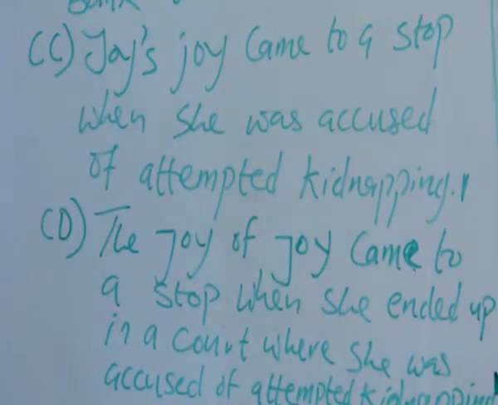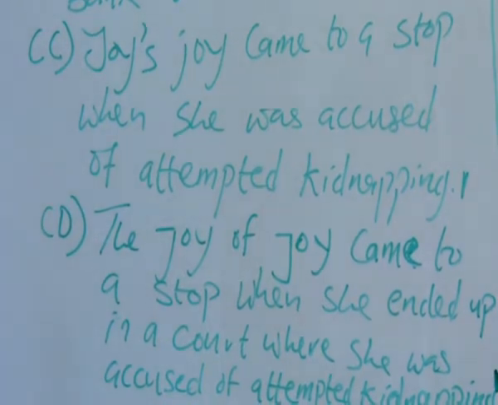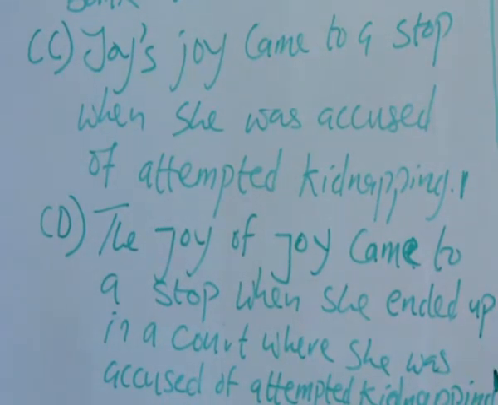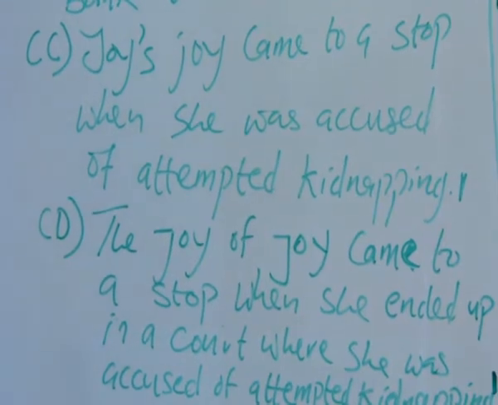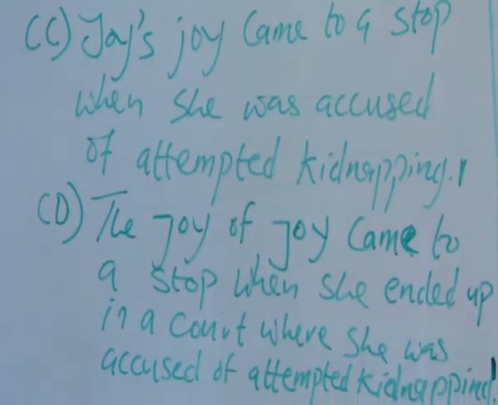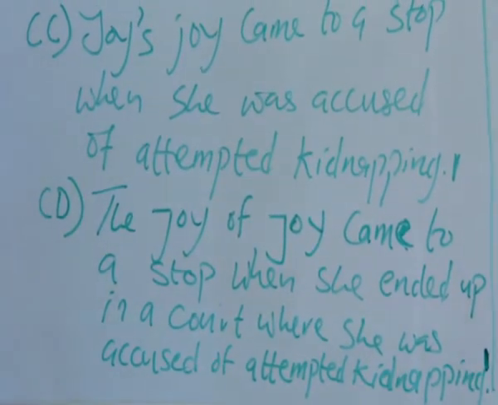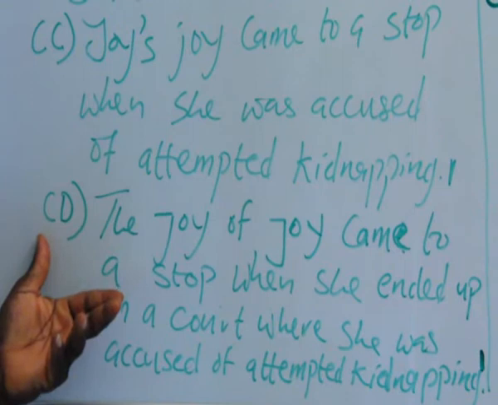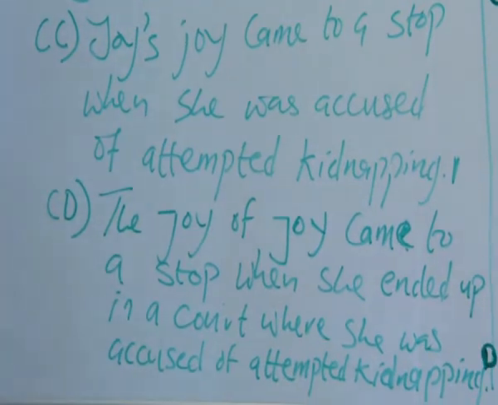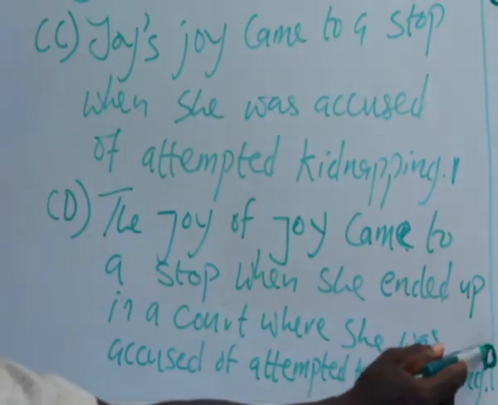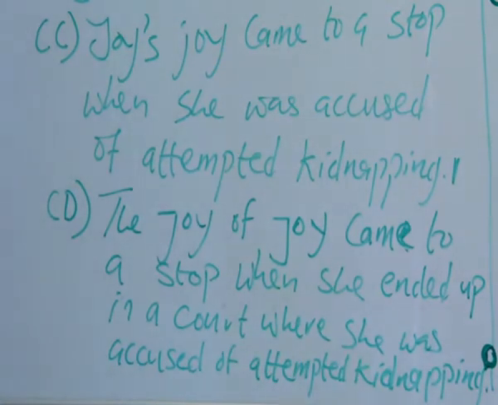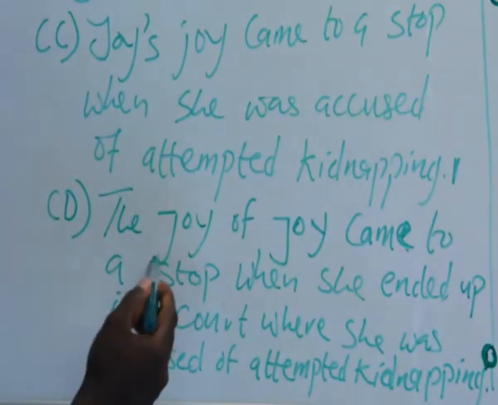And then that attempted kidnapping, the remaining aspect. So candidate C got the answer correctly. Now candidate D, we have "the joy of joy came to a stop when she ended up in a court where she was accused of attempted kidnapping." That's candidate D now. Now, candidate D actually didn't get that correctly. Zero. Why? The problem is here.